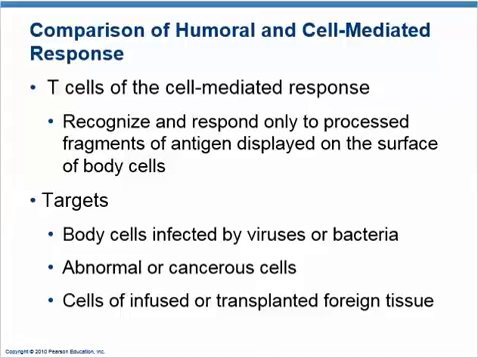And the targets of this are our own cells that are infected by either virus or bacteria, or abnormal cancerous cells, or body cells that just aren't supposed to be there, like grafts, kidneys and livers and things that are donated. So transplants will do it, because those are really our body cells that are displaying the wrong major histocompatibility complex.